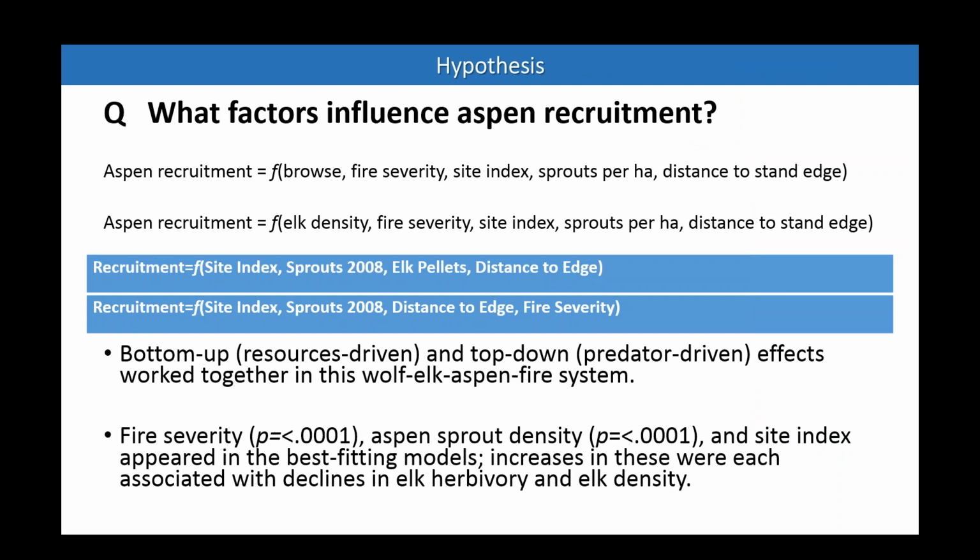When we looked at what causes aspen to recruit, we found that bottom-up and top-down effects work together, that the elements that produce greater biomass of food for elk, which is a dominant herbivore here by an order of magnitude, were all significant in these models. Site index was one of them, and sprout density, and increases in site index were associated with declines in elk herbivory and elk density, using both collar data and herbivory data.